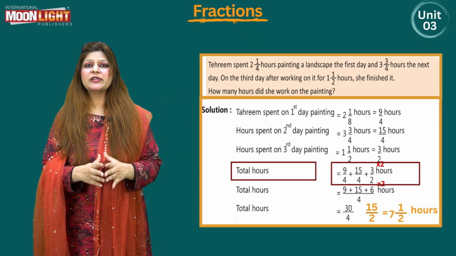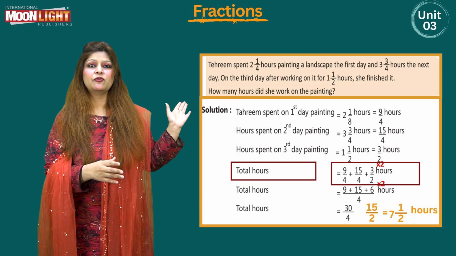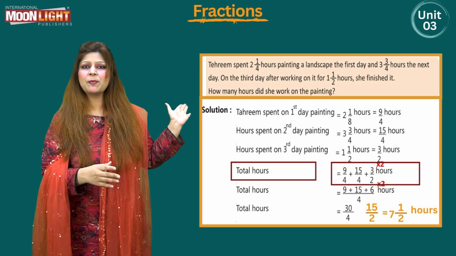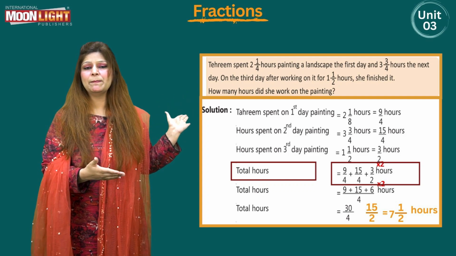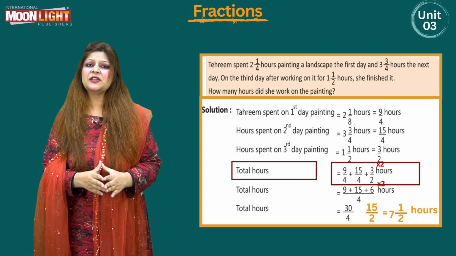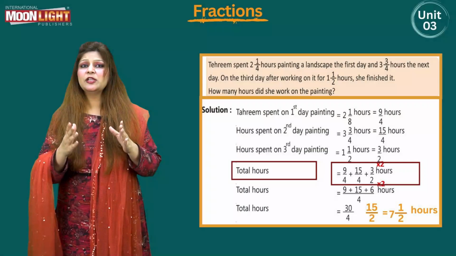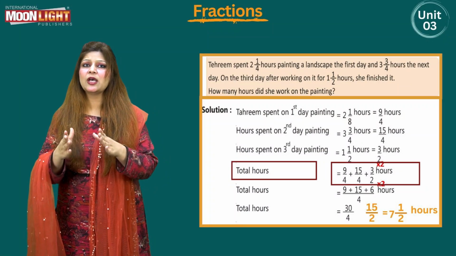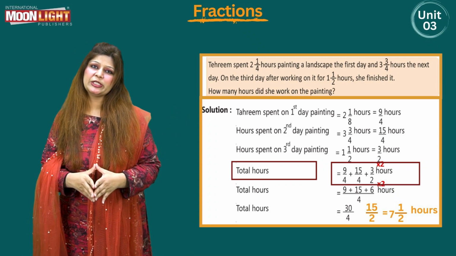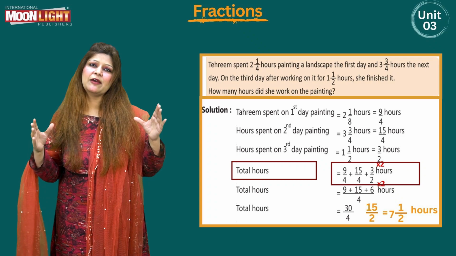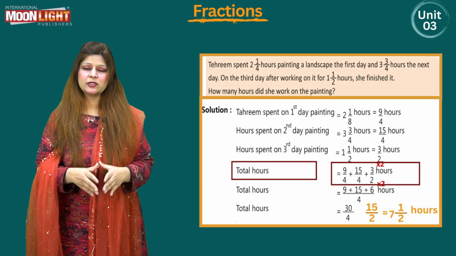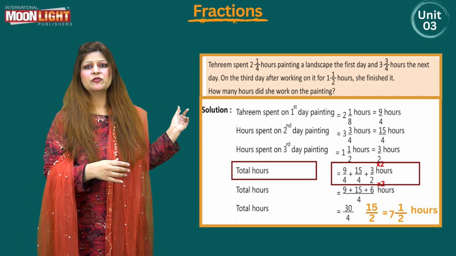So total hours we are going to find out. The fourth statement I will make: total hours is equal to, now I will write the improper fractions instead of the mixed numbers, so 9 by 4 plus 15 by 4 plus 3 by 2. Here you can see that the denominators of the first two fractions are the same, that is 4, but the denominator of the third fraction is not the same. So first I have to make the denominators the same and make all the fractions like fractions.